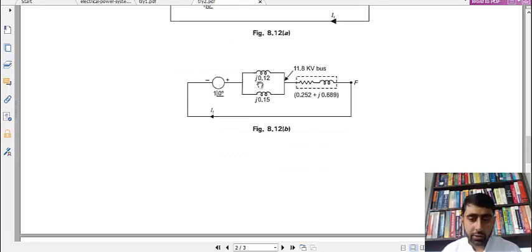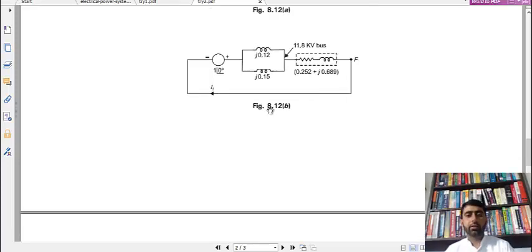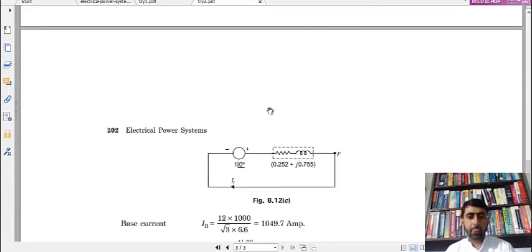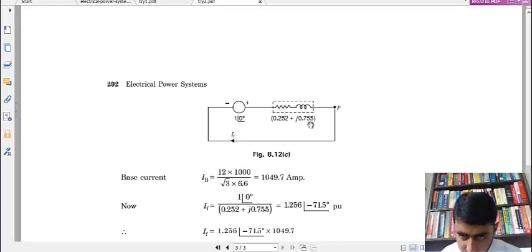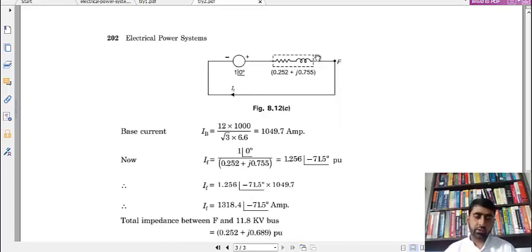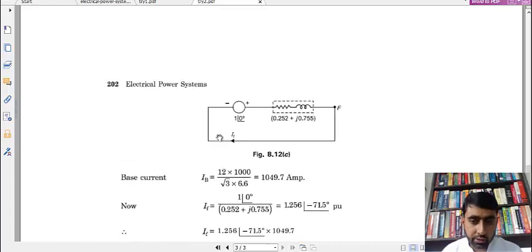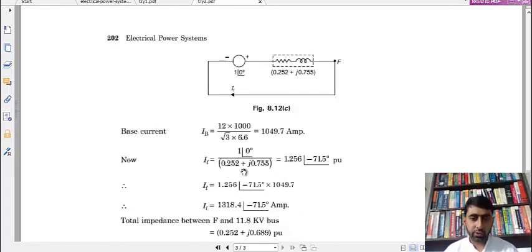So when we calculate the equivalent of these two, it comes out to be 0.12 into 0.15 divided by 0.27, so it will be total 0.66. So it has added 0.66 to this portion. It comes out to be 0.252 plus J 0.755. Now the fault current will be simply this voltage divided by the total impedance, that is 1 angle 0 divided by 0.252 plus J 0.755. It comes out to be this value.